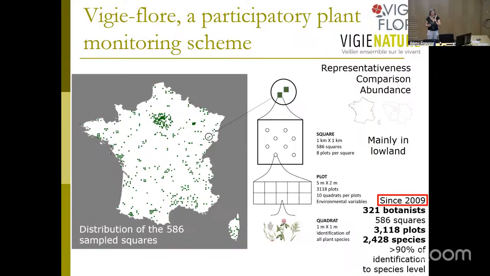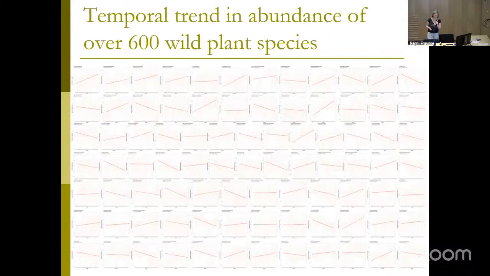And the scheme started in 2009, so we now have over 15 years of data, and it is possible to compute temporal trends in species abundance. So here you cannot read anything, obviously, but it's just to show that we have temporal trends for over 600 wild plant species. And you can see that some species are increasing, others are decreasing, some are stable.